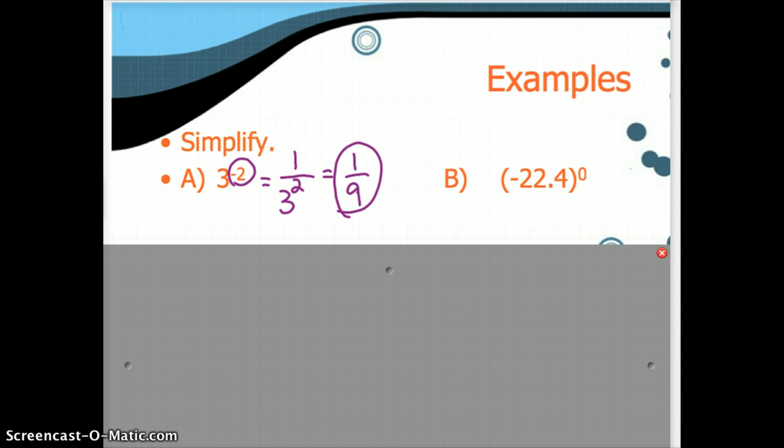For B, I want you to try that one on your own, and I'm hoping you can get it. Okay, so here we go. It's negative 22.4 to the 0. So the rule is anything to the 0 power, unless the base is 0, equals 1. So lo and behold, even though negative 22.4 is not that pretty of a number, when we take it to the 0th power, we get 1.